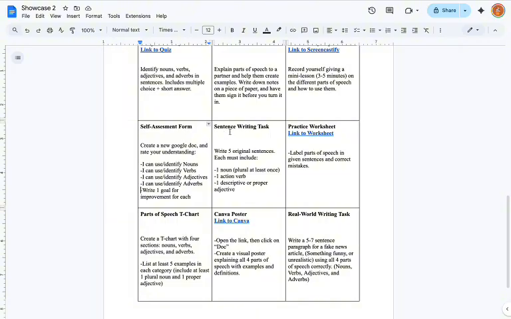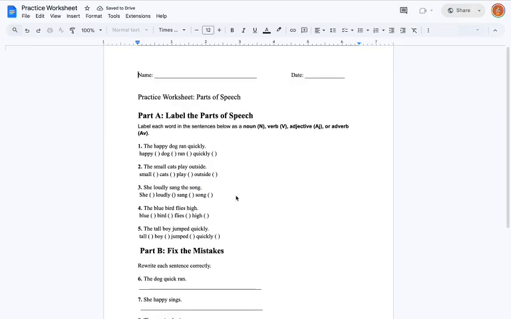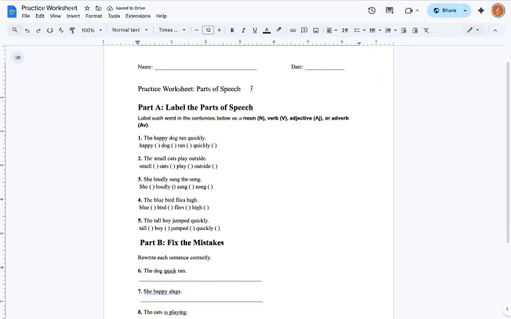The next is a sentence writing task. They are going to write 5 original sentences, and each must include 1 noun, plural at least once, 1 action verb, and 1 descriptive or proper adjective. We have a practice worksheet. Here's the link to the worksheet. It says label parts of speech in given sentences and correct mistakes. So here is that worksheet. They can either print it out or do it on a Google Doc and submit it to me.